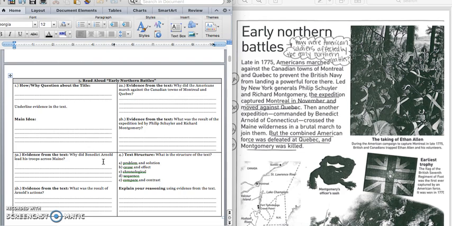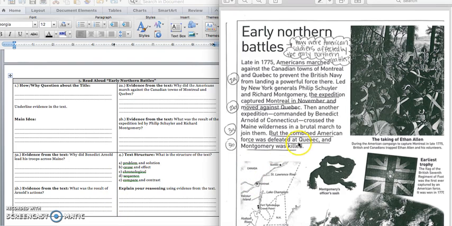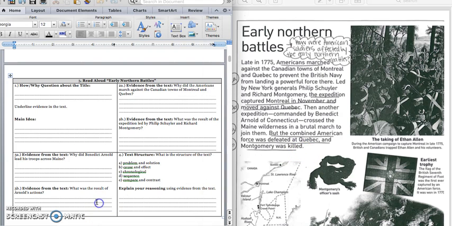What was the result of Arnold's actions? Well, we know that it says, but the combined American force was defeated at Quebec and Montgomery was killed. So we know that they lost. In box 3B, we would write down, Arnold's actions resulted in a loss for American soldiers. They did not capture Quebec from the British soldiers. Press pause to write down your answer and play when you're ready for box 4.